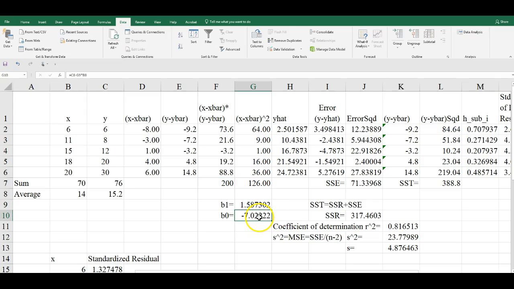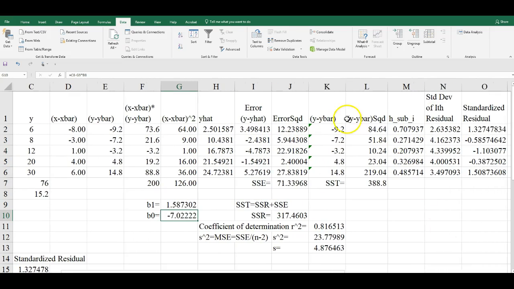Likewise, B sub 0 is the average of the y values minus B1 times the average of the x values. That is your y-intercept. Same values we got using the Excel built-in function. But these steps then are needed to compute the residuals and to get to the standard residual.